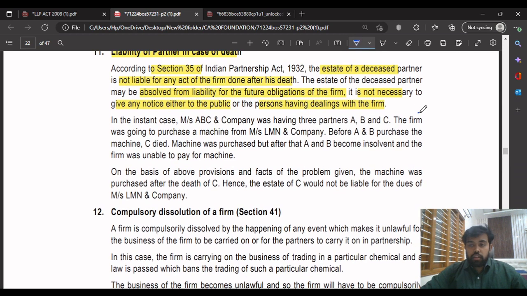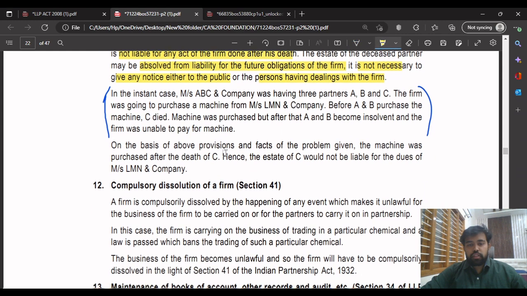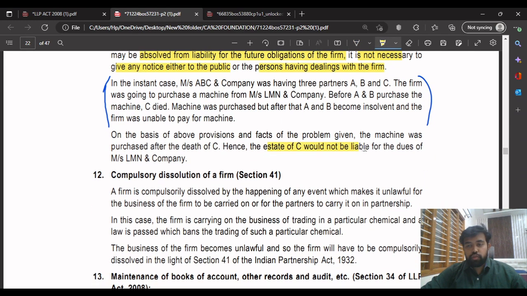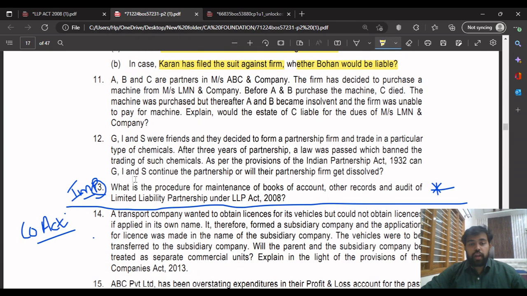Anyways, now coming, this is the case. They have explained the case. What is there in the case? They have given it here. Then coming to the conclusion, this is the conclusion part. You have to write, the estate of C would not be liable for the dues of the LMN company. Question 12, what happens is there are three friends.